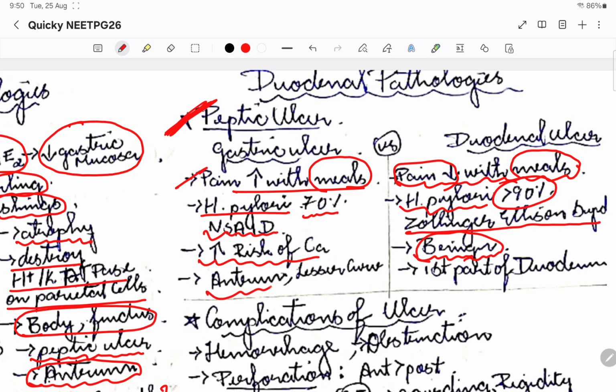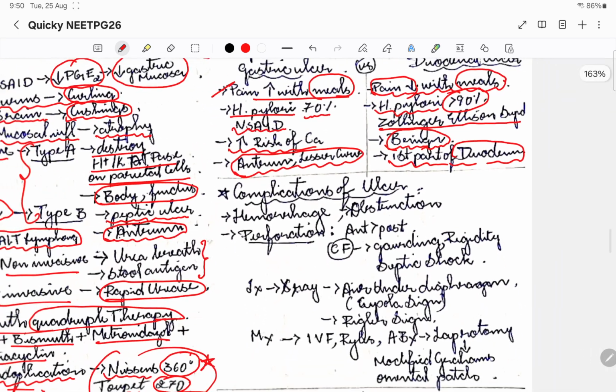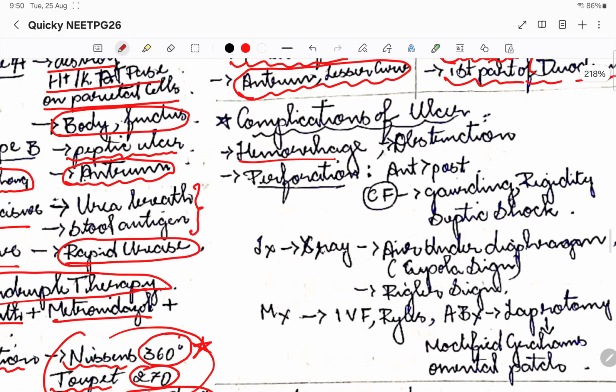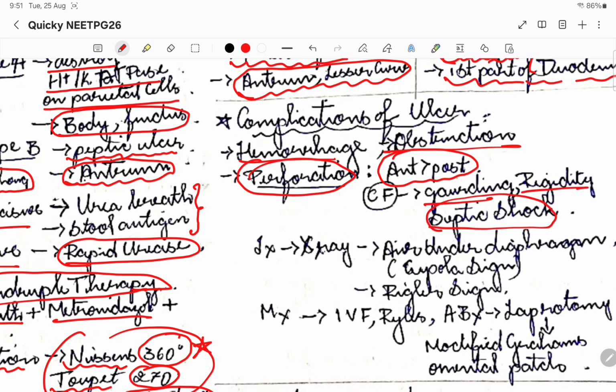So it is the antrum and lesser curvature that is most commonly involved in gastric ulcer, whereas it is the first part of the duodenum that is most commonly involved with respect to duodenal ulcer. The complications of ulcer are hemorrhage, obstruction, and perforation. In perforation, anterior perforation is more common than posterior perforation. It presents with guarding, rigidity, and septic shock.